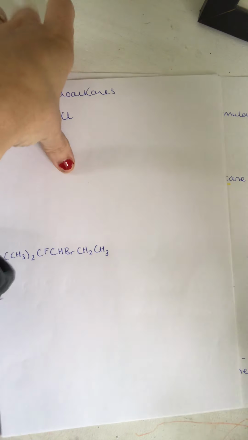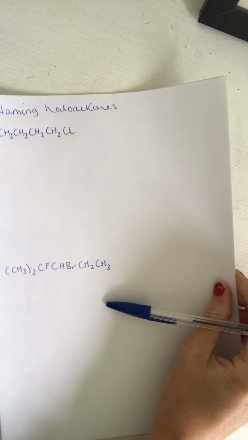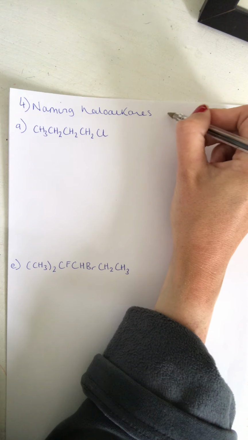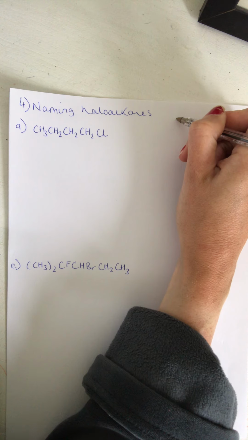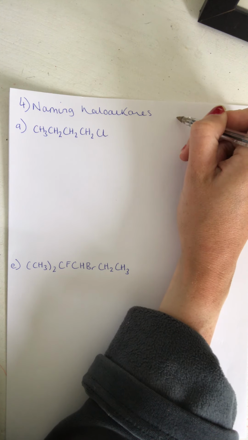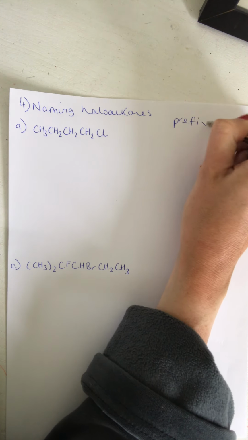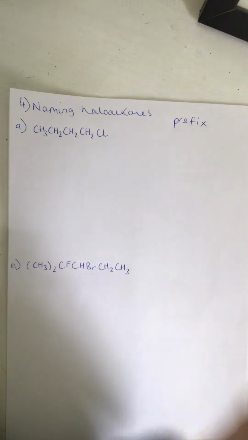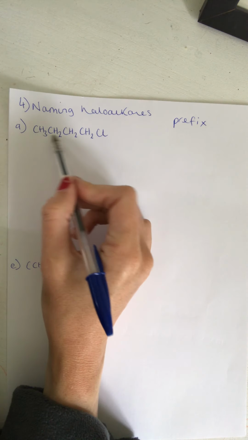Okay, the final one is naming haloalkanes, and you will be less familiar with these as a homologous series than you are alkanes and alkenes, because we don't do them in any great detail at GCSE. The naming is really simple. With a haloalkane, the name of the halogen will always be the prefix of the name of that compound, and it's just fluoro, chloro, bromo, iodo, etc. This is a really straightforward one.